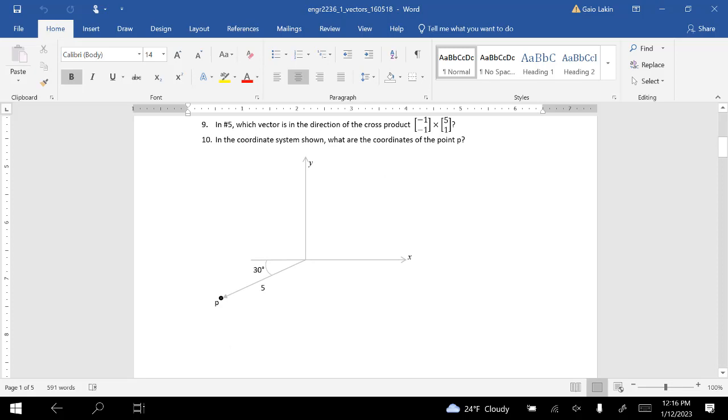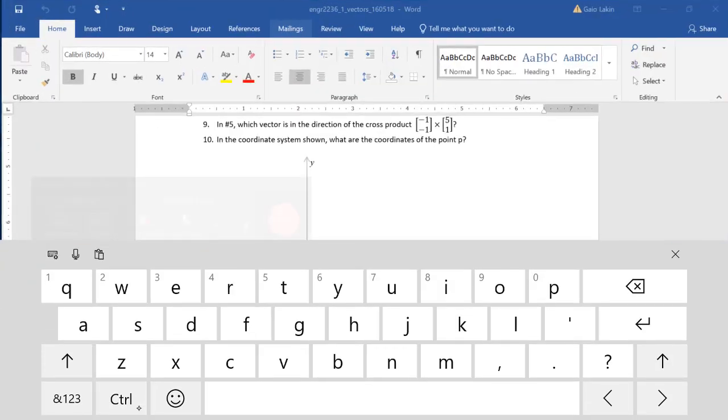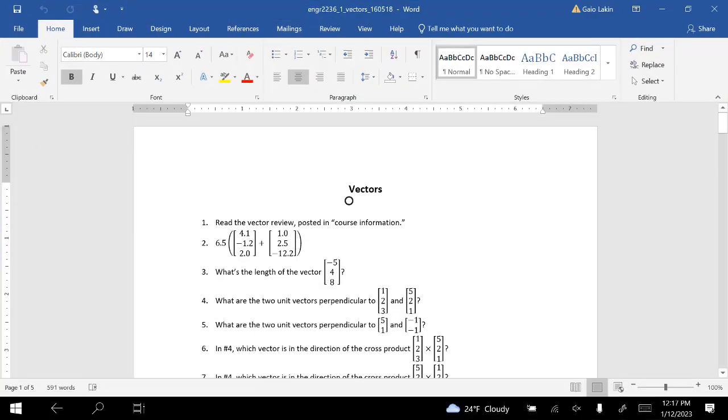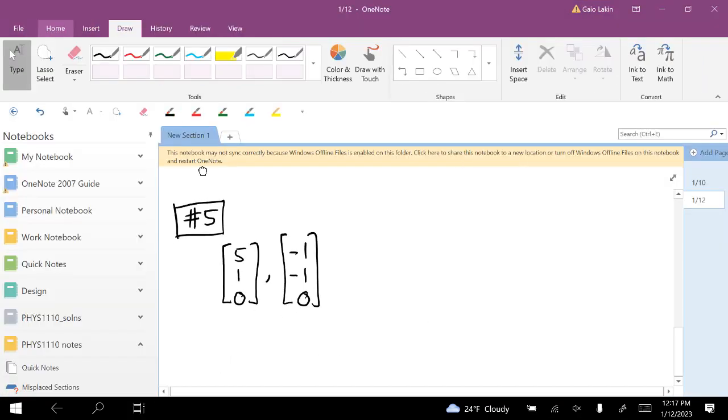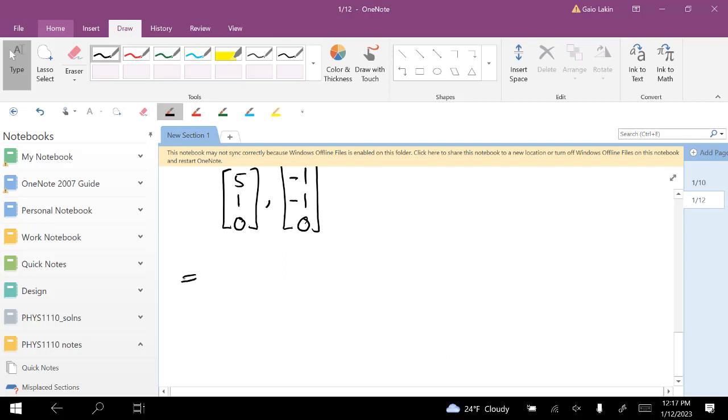How would you come up with the components of this vector, or I guess what I'm asking for here is the coordinates of that point P? How would you come up with that? 5 cosine of 210 and 5 sine. Perfect. Yep. So this works for coming up with coordinates of points, and it works for coming up with components of vectors.